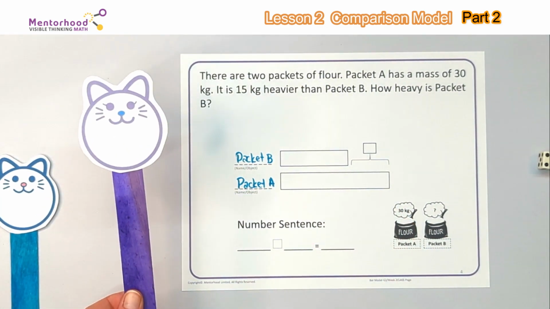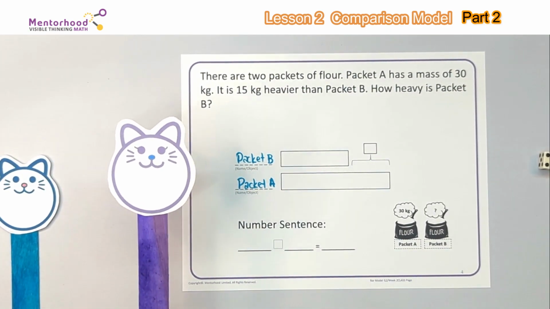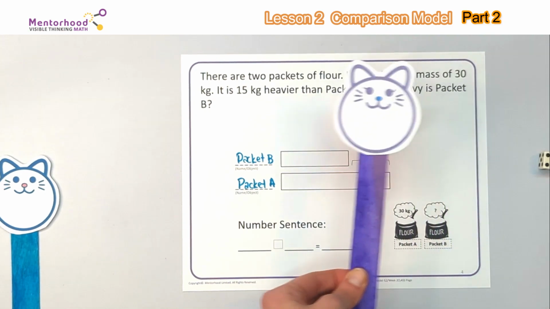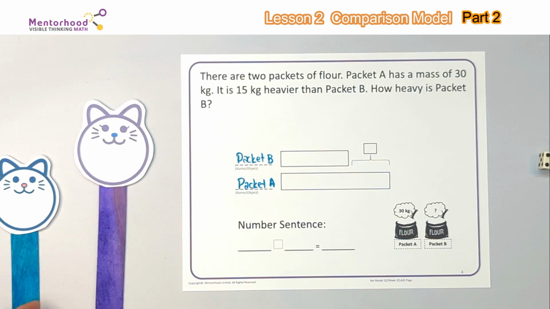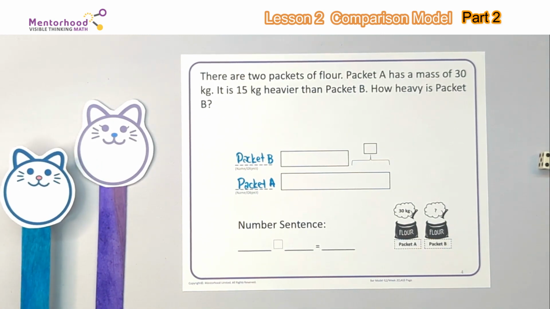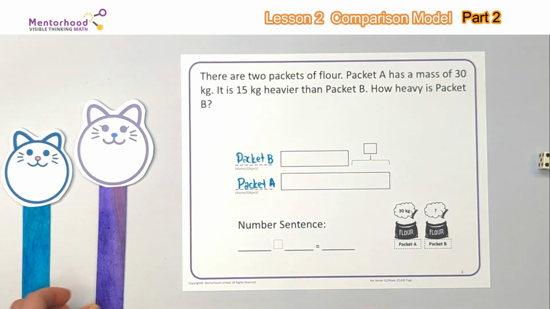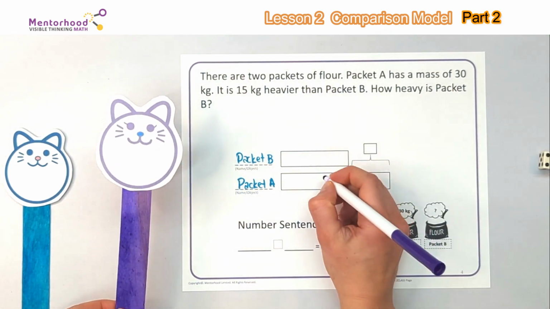All right, now let's fill in some information from the question. What numbers do we know? We know that packet A has a mass of 30 kilograms. Where's that going to go? Well, if that is packet A's mass, then wouldn't it go in packet A's box? That's right, it would. Let's put it right there.